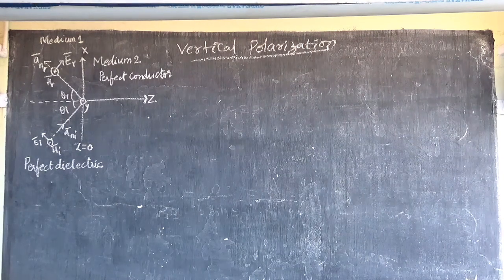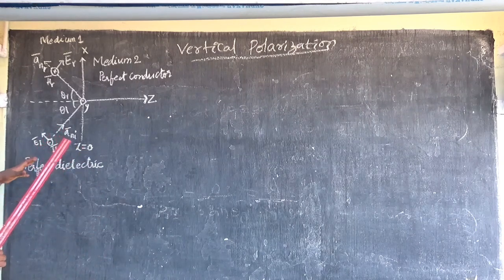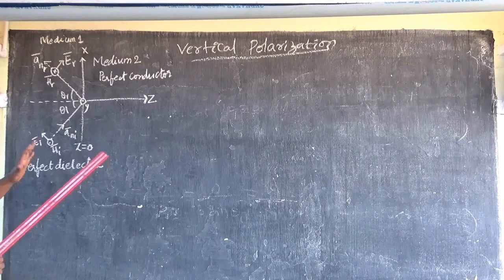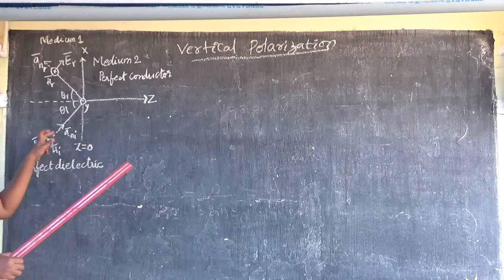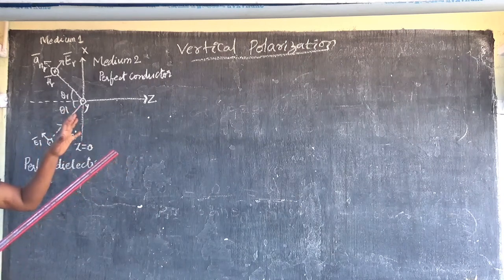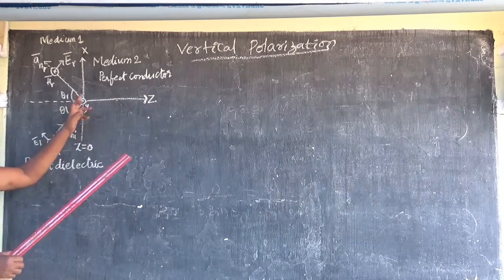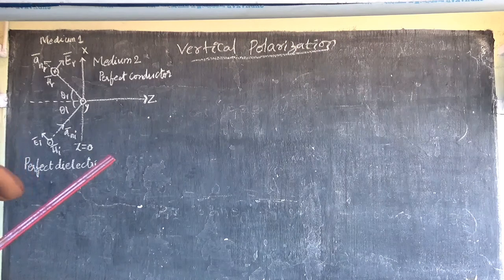Now, this is the diagram we can see with the vertical polarization. What we have done with the horizontal polarization is that we will have a plane of incidence. So what is the plane of incidence? It is the plane on which the incident wave is incident. That means the plane to which the incident wave is touching, that is the plane of incidence.